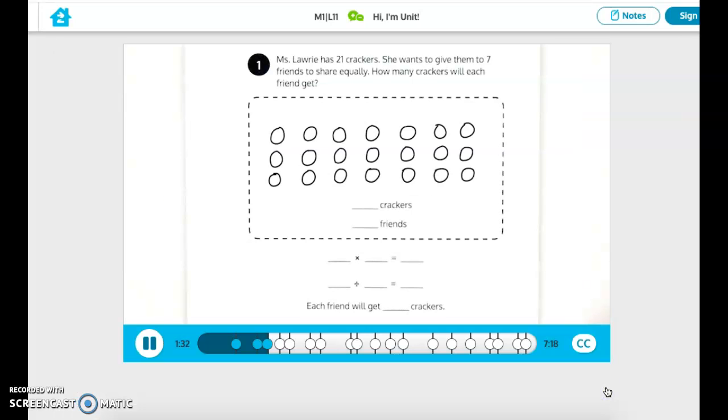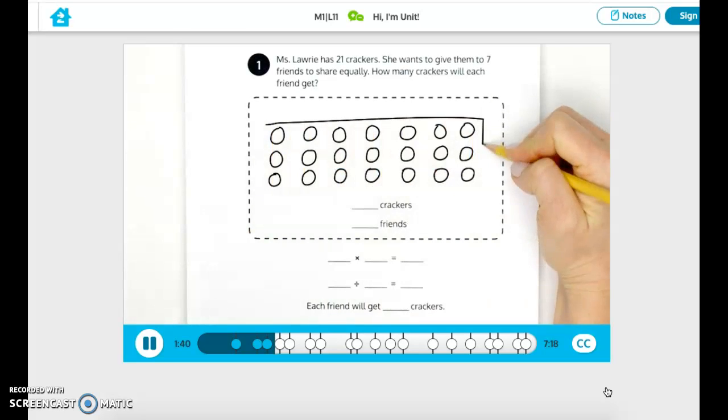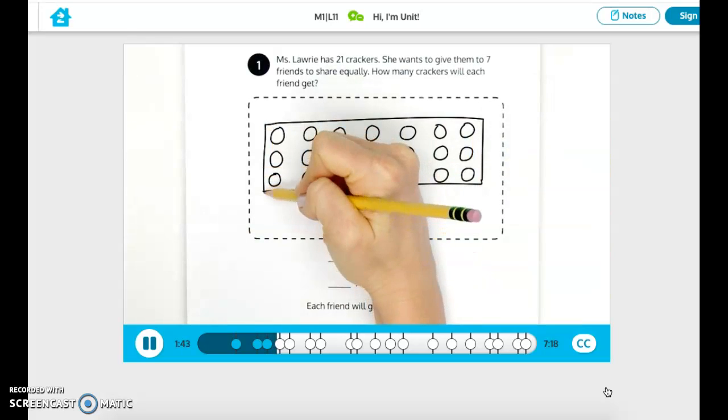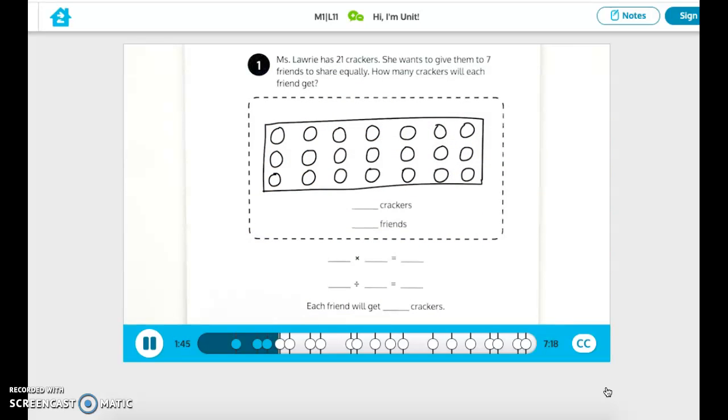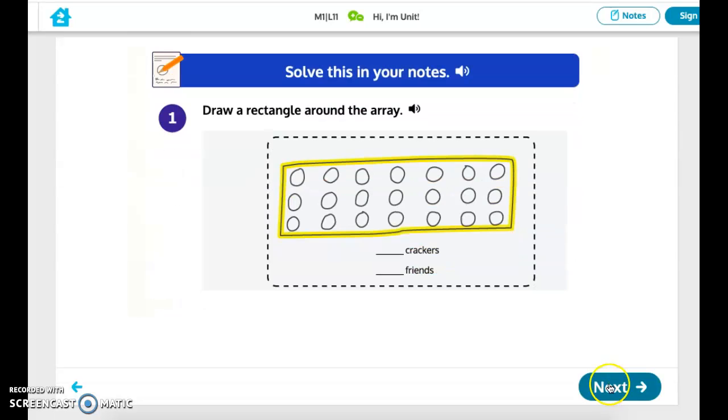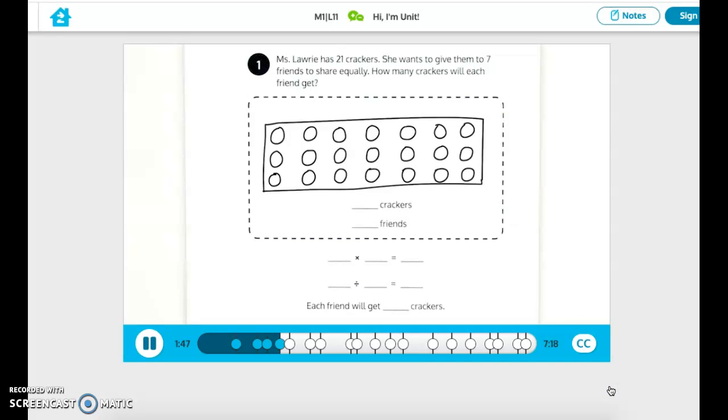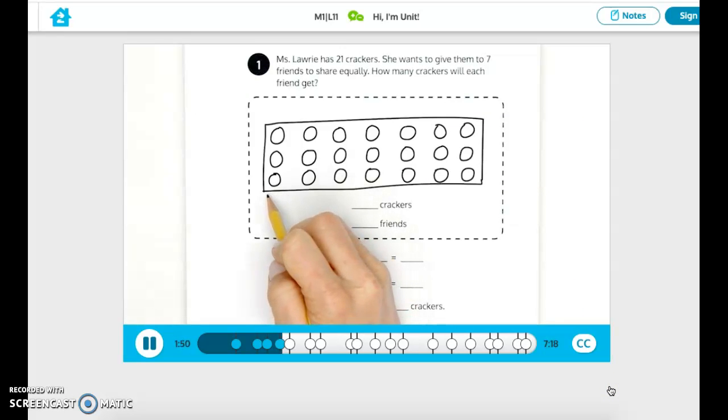It's kind of hard to see our groups. Let's do something new to our array to help us solve. I'll draw a rectangle around the array, like this. Your turn. I'll draw a bracket below the rectangle.